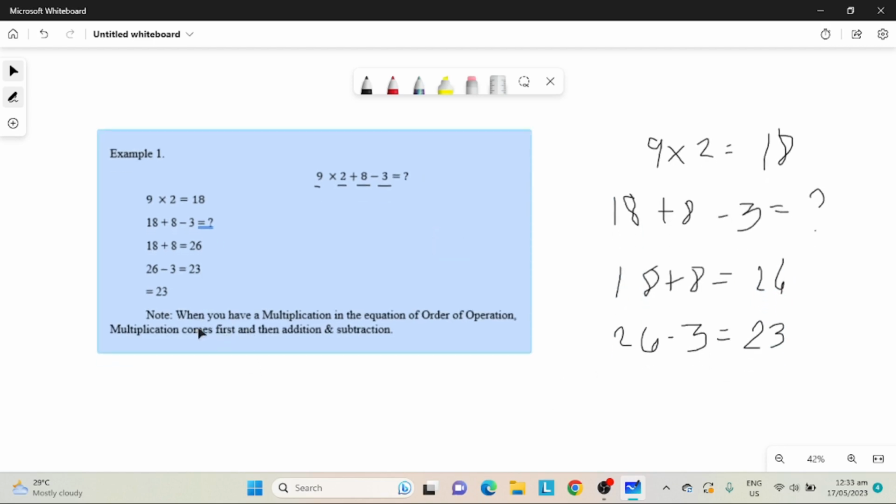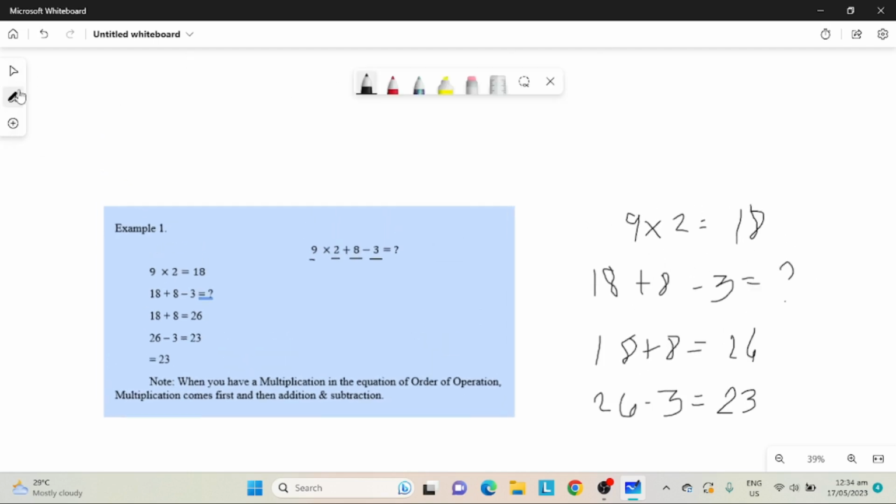So just like I said earlier, when you have a multiplication in the equation of order of operations, multiplication comes first and then addition and subtraction. Also, in some cases we have this sign or operation, which is just a dot in the middle of the numbers. This is also another operation for multiplication. In multiplication, we use x, or times, and it is also equivalent to this dot in the middle of the numbers.